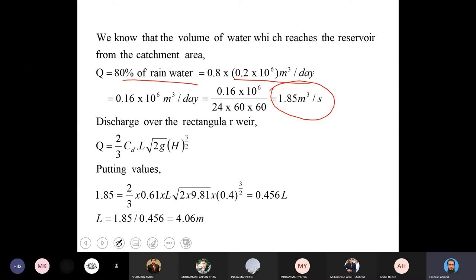Make sure that you convert the units from day to second, and even all the centimeter, millimeter, etc., all the units must be in meters and seconds. Okay, all units must be in the fundamental units. For the rest, put all the values in the discharge formula, and you will find L. Any question? No, sir.